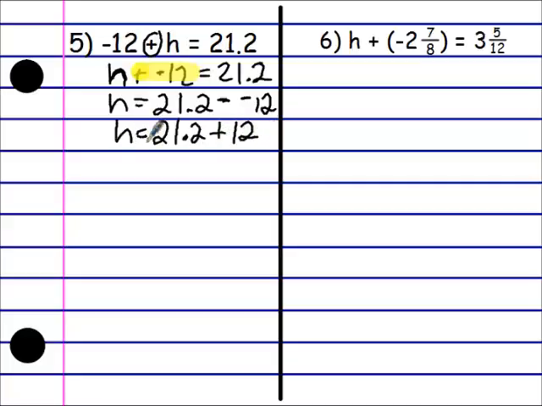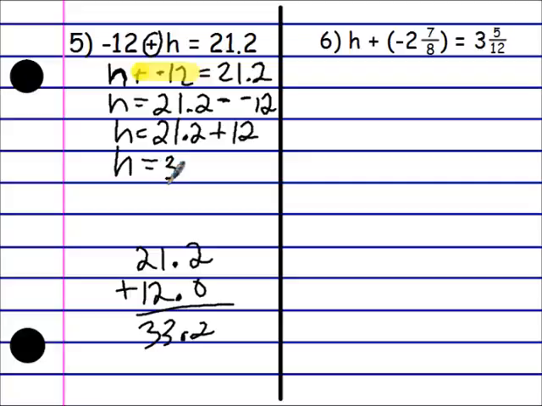So h is equal to 21 and 2 tenths plus 12. When we add those numbers, what do we have to do? What is the rule for adding decimals? It is to line up the decimals. So when we add those together, we'll get 33 and 2 tenths. So h is equal to 33 and 2 tenths.